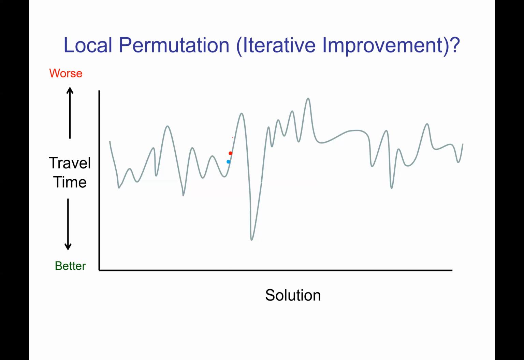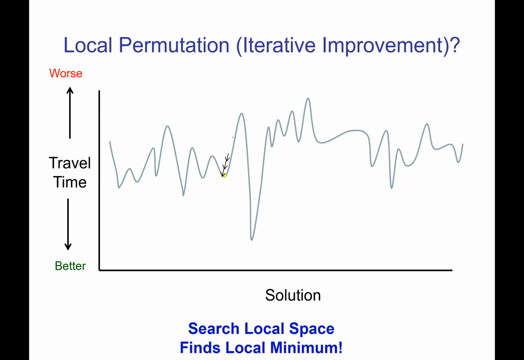It reduced my travel time, so I like that, I'll keep that one. Then I can try again, try some more perturbations, and I find some more good changes, and I keep taking them, and I get down to this local minimum. An iterative improvement algorithm can find that because it's making small changes. It's searching its local space, looking for ways it can fix things up. So it's gotten us to a local minimum, which is pretty good.